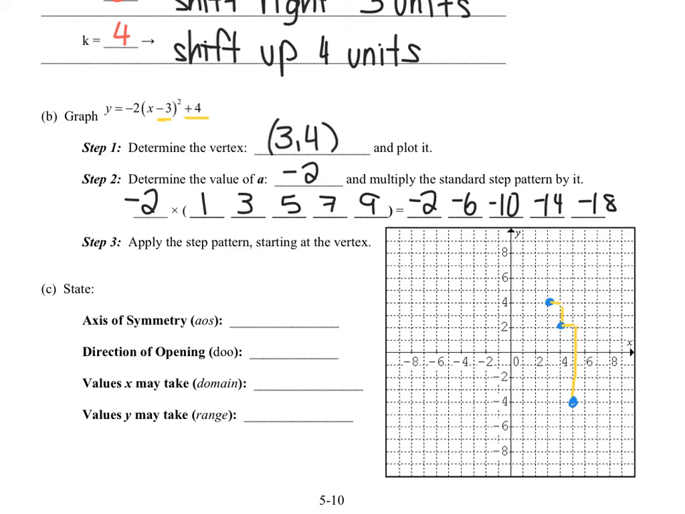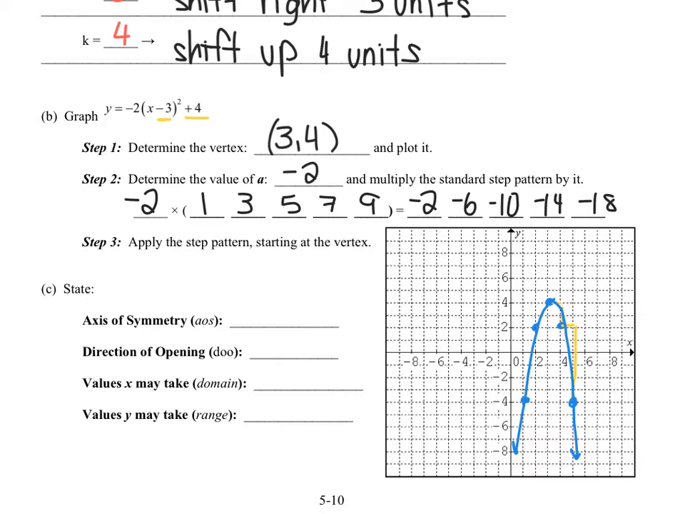And now I do the exact same thing to the left. Or you can just use symmetry. If I go to the left 1 and down 2, I'm going to be opposite my other point. To the left 1, down 6, again, opposite the other point. And now I'm just going to connect my dots to get my nice parabola.